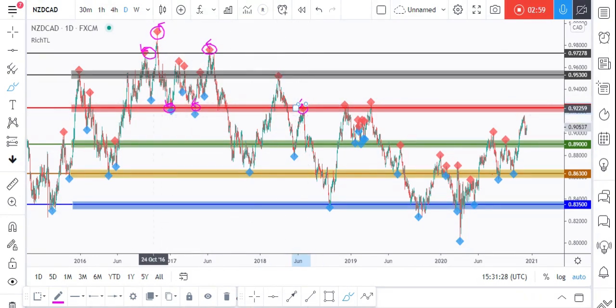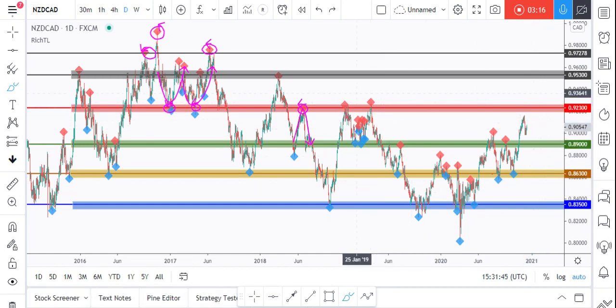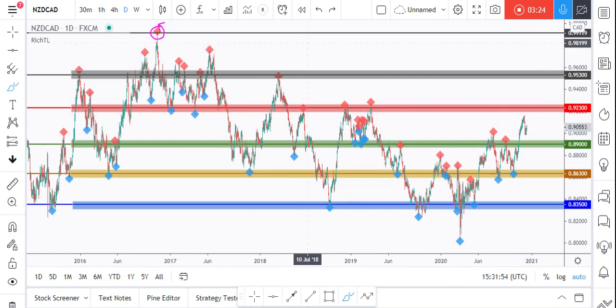For example, here this one was acting as support, and here it's acting as resistance. So it's now a support and resistance, and I will be looking for sell setups, and now as price is approaching it, I will be looking for new sell setups to form around here. So that's our first rule. We always start from the top and drag and drop our levels downward to connect at least 3 RichTL dots.